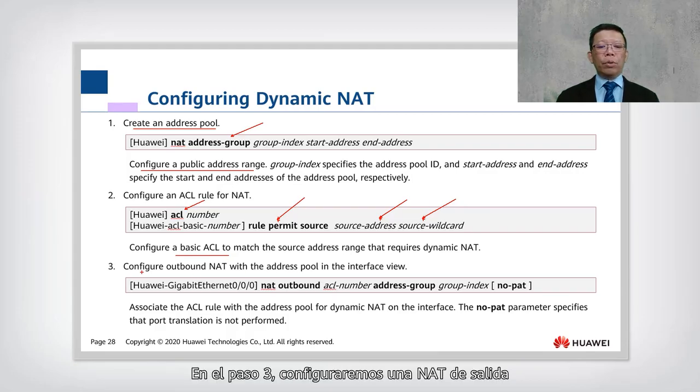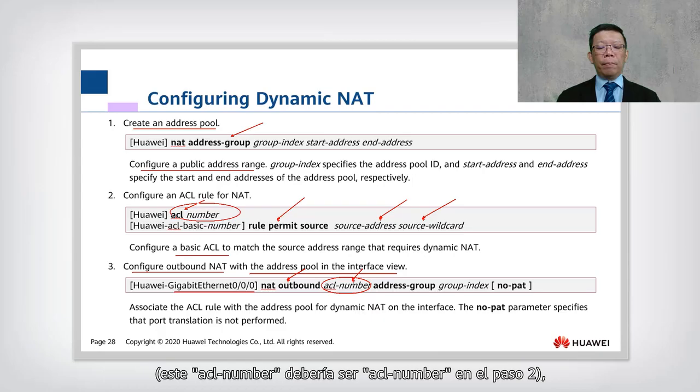Step number 3, we are going to configure an outbound NAT interface with the address pool in the interface view. So remember, it is in interface view. We are going to use a command called NAT outbound using the ACL. So the ACL number here is referring to the ACL number here, tied together, and the address group here referring to the address group over here.